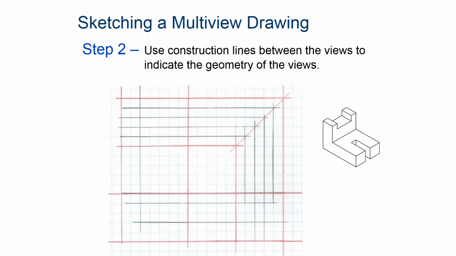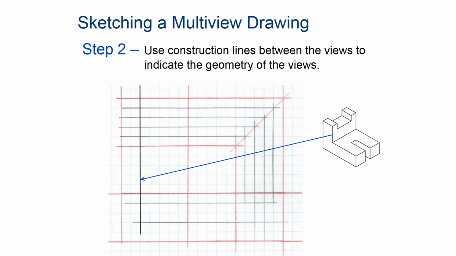So step two, use construction lines between the views to indicate the geometry of the views. If you see the part over on the right there, you're going to lay in the other bits and pieces of the part that you can see in each of the drawings. So this line here, we're going to lay it in. You notice that it should be a construction line. It should not go all the way across. It should stop at the edges. But we're going to lay in that line. It goes there. You can see it in the front view. You can see it in the side view.